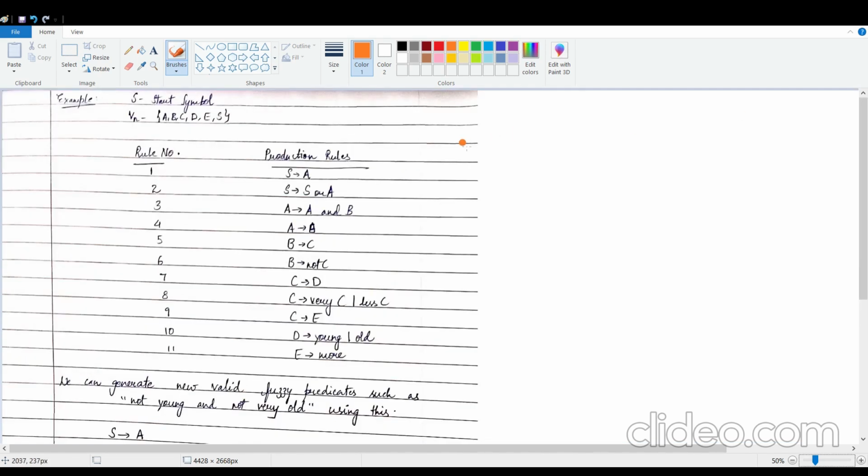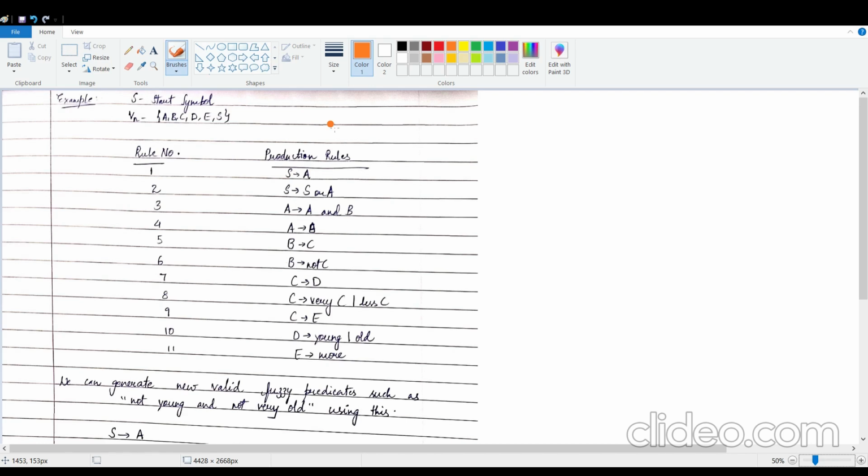Now this G is used to generate new fuzzy predicate statements. Now why do we need to generate these new fuzzy predicate statements? In the previous case, we saw that we needed to find out the truth value of a new statement, John is very young, from John is young. Now this new statement need not again be referred to as a different question, but then it could be used as a modification of our original question.